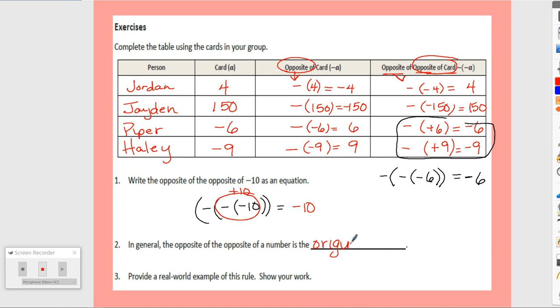We already said that, right? Now, provide a real-world example of this. Something like the opposite. I'm going to write it above because I don't have a lot of room. The opposite of 100 feet below sea level is 100 feet below sea level.